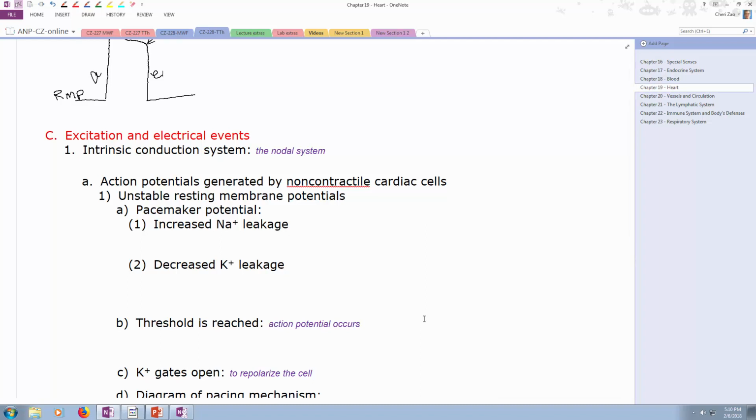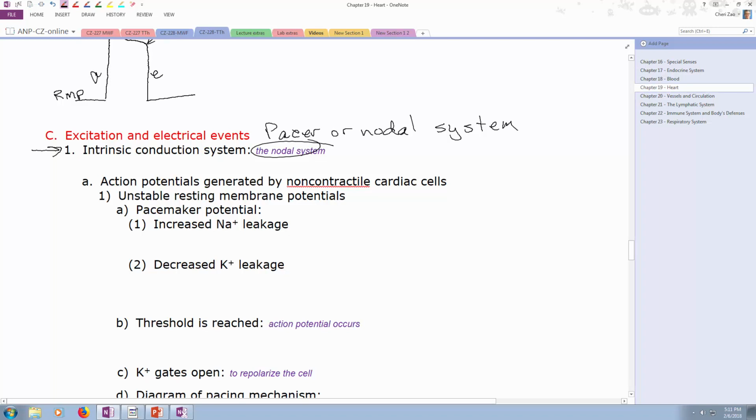Excitation and electrical events is referring to our pacer or nodal system. Our notes already down here have nodal system for you. And we have an intrinsic control of our heart rate. Our hearts are designed to beat at 100 beats a minute, period. So if you left them alone, if you didn't give them any sort of autonomic nervous system input at all, your heart would beat at 100 beats a minute.